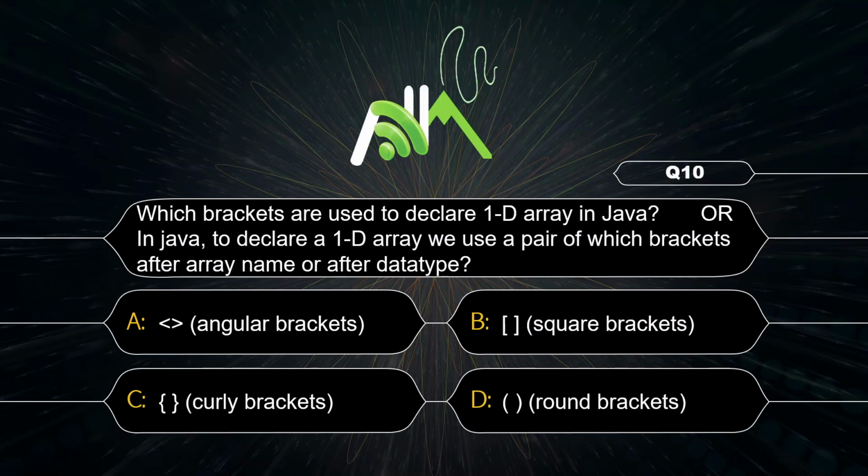Which brackets are used to declare a 1D array in Java? Or in Java to declare a 1D array we use a pair of which brackets after the array name or after the data type, that is square brackets. Option B is correct here.